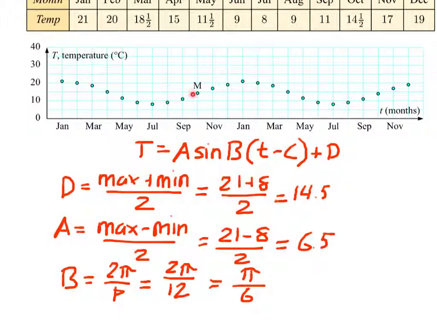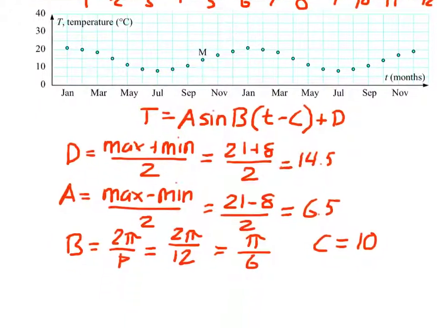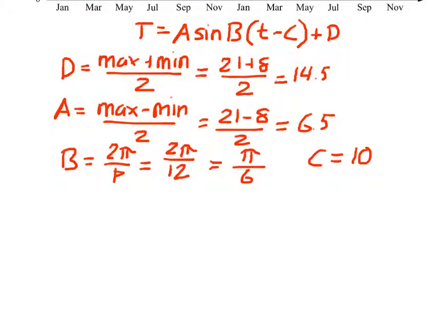Point M occurs in October. So we need to find a value for October. Well, we can label the months 1, 2, 3, 4, 5, 6, 7, 8, 9, 10, 11, 12. And it just so happens that in this example, 14.5 occurs in the 10th month. So that is what our C value is. C equals 10. And if we put this all together, we can write the equation or the model.